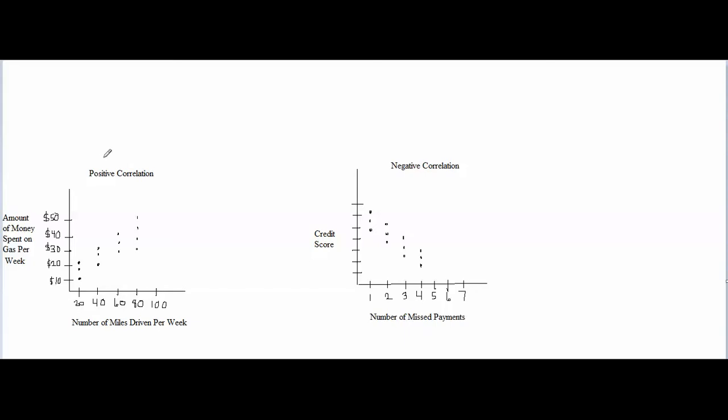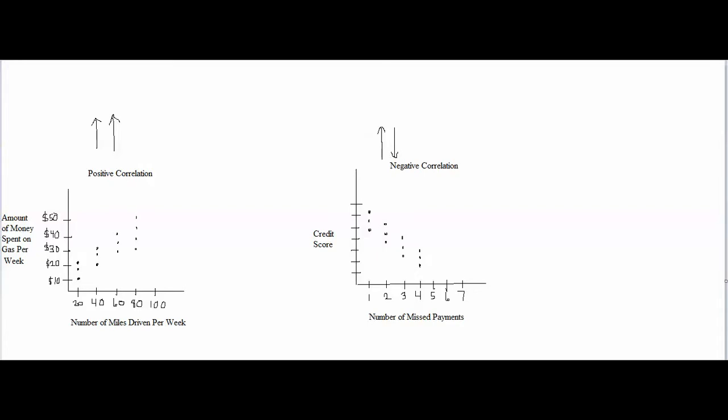Sometimes it helps to make arrows to show this concept. So for a positive correlation, think of 2 rising arrows, meaning as x goes up, y tends to also go up. In my example, it was as miles driven per week goes up, amount of money spent on gas tends to also go up. So they go up together. If it's a negative correlation, it means that as x goes up, y tends to go down. So the two variables move in opposite directions. In this example, it was as number of missed payments goes up right here, credit score tends to go down over here.